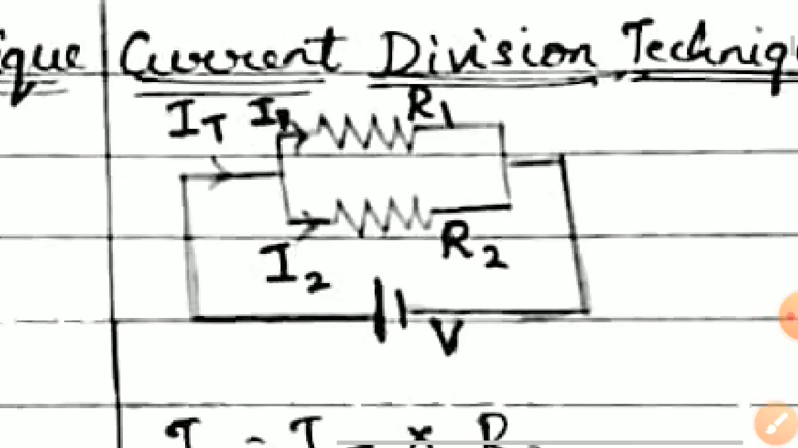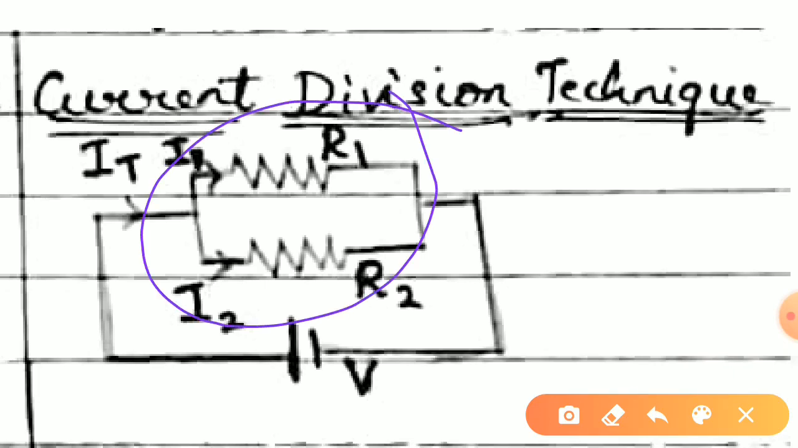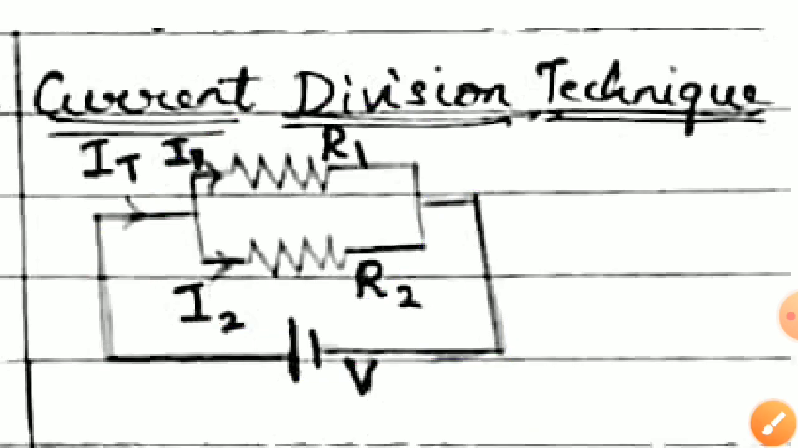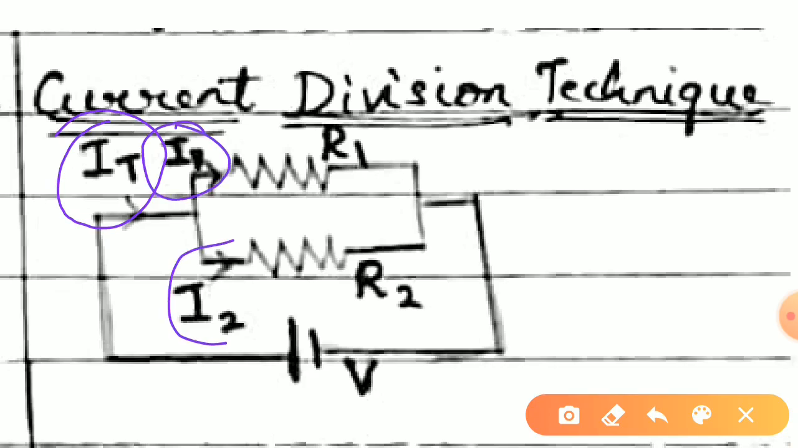In the case of the current division technique, we have elements that are connected in parallel across a source. Here we have resistors R1 and R2 connected across a battery of voltage V. A total current IT is flowing through the circuit, which gets split into I1 and I2, where current I1 flows through R1 and current I2 flows through R2.